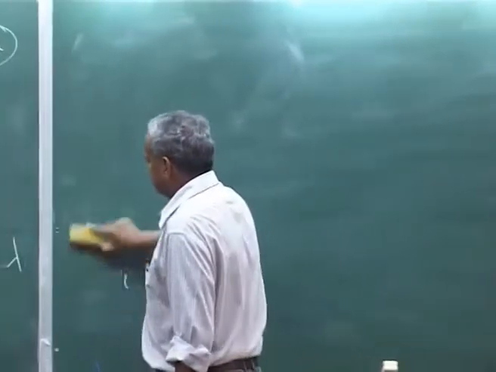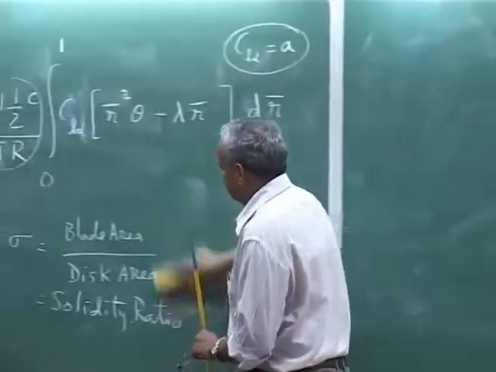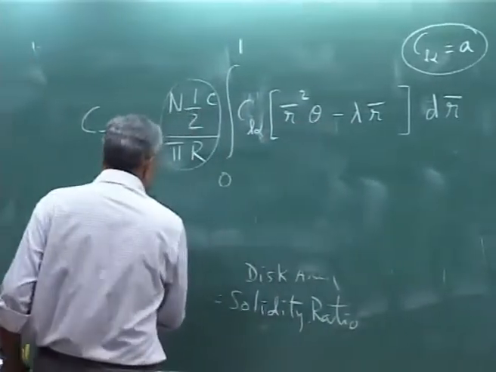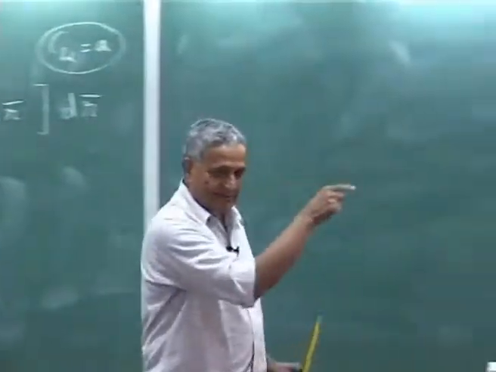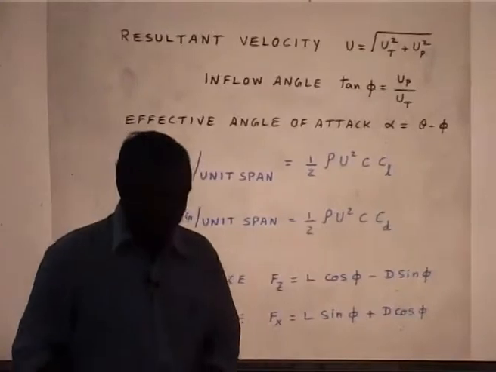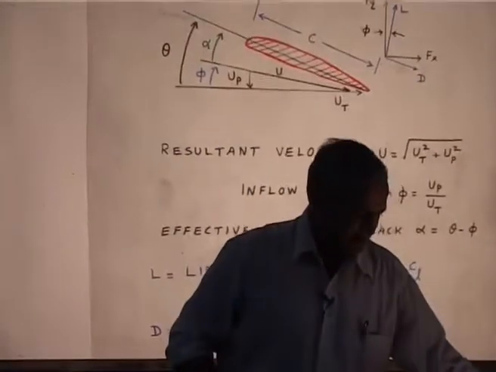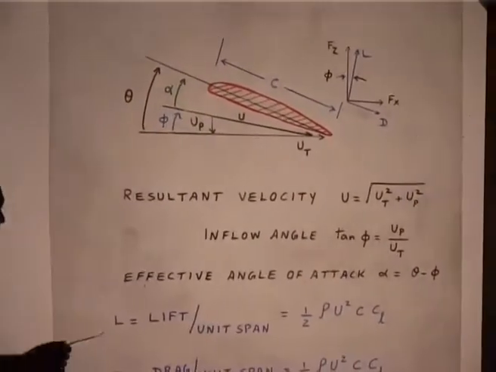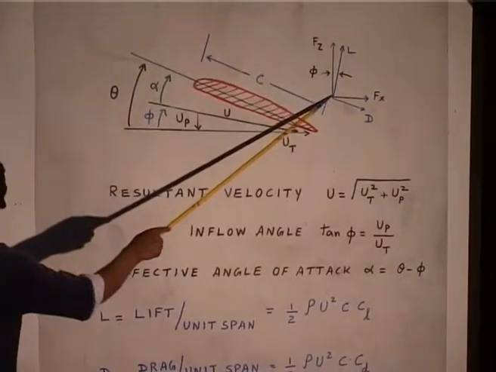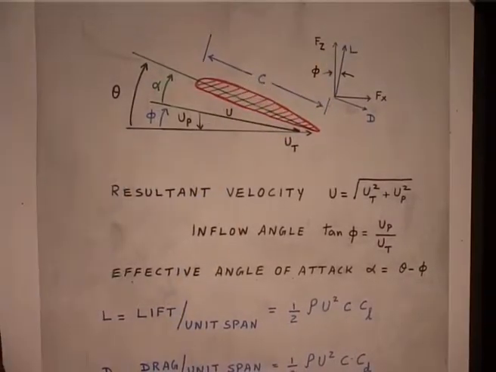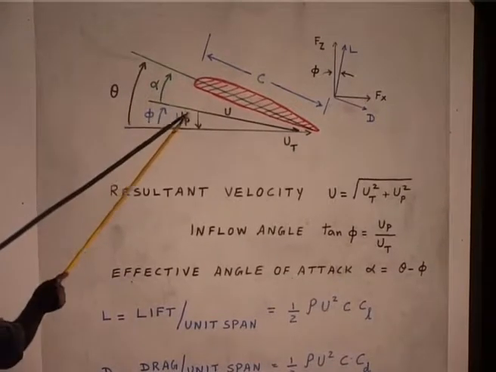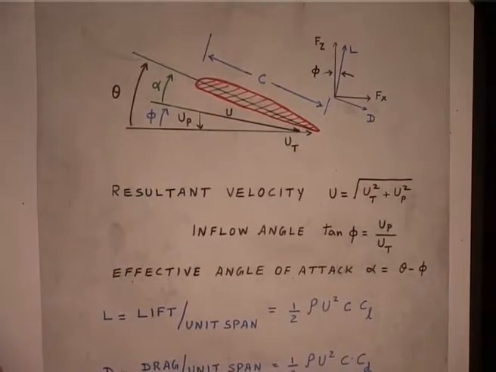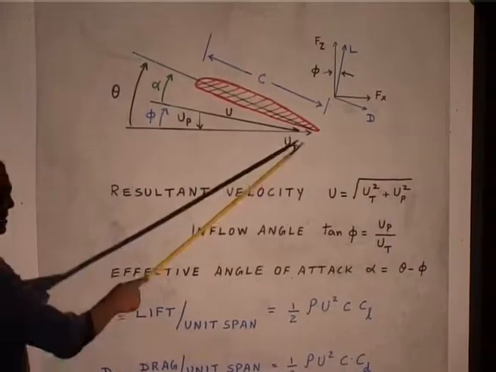Now, this is the lift, it acts, please understand. Now, I go back here a little, we made some approximation. What is my lift? Lift is normal to the resultant flow, right, and drag is along the resultant flow.